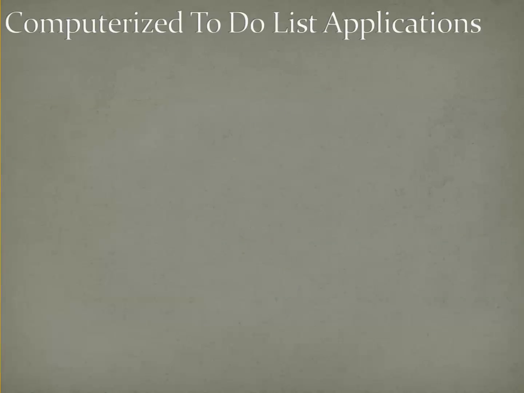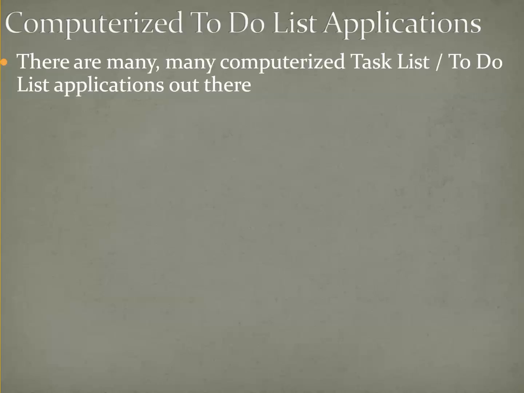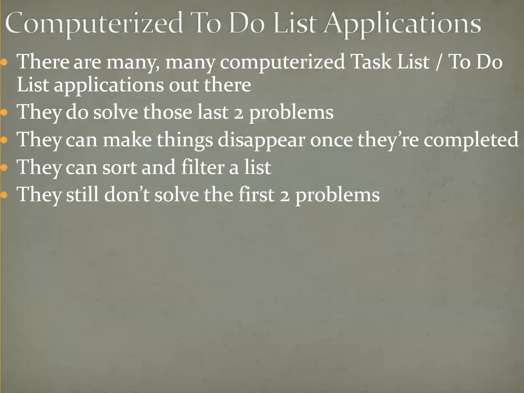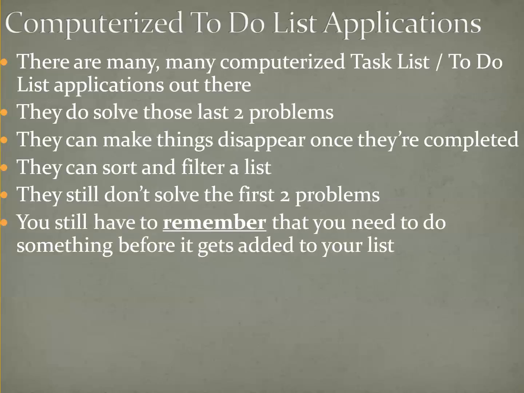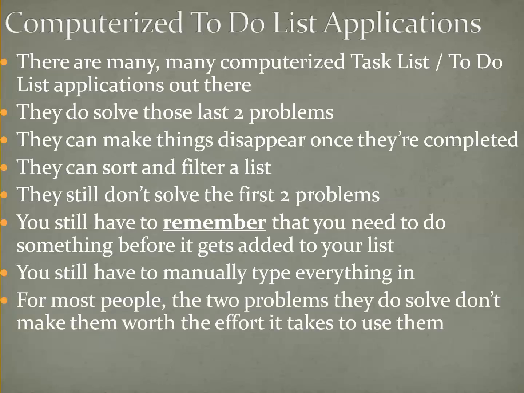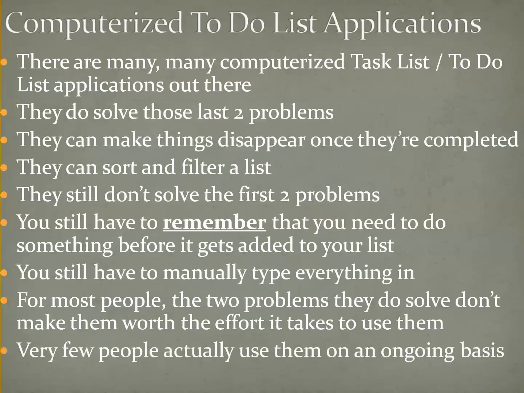So computerized to-do list applications, there are many of them out there, and they do solve those last two problems. They can make things disappear from your list once they're completed, and they can sort and filter a list, but they still don't solve the first two problems. You do still have to remember that you need to do something before it gets added to your list, and you still have to manually type everything in. So for most people, the two problems that they do solve don't make them worth the time and effort that it takes to use them. So very few people actually use them on an ongoing basis.